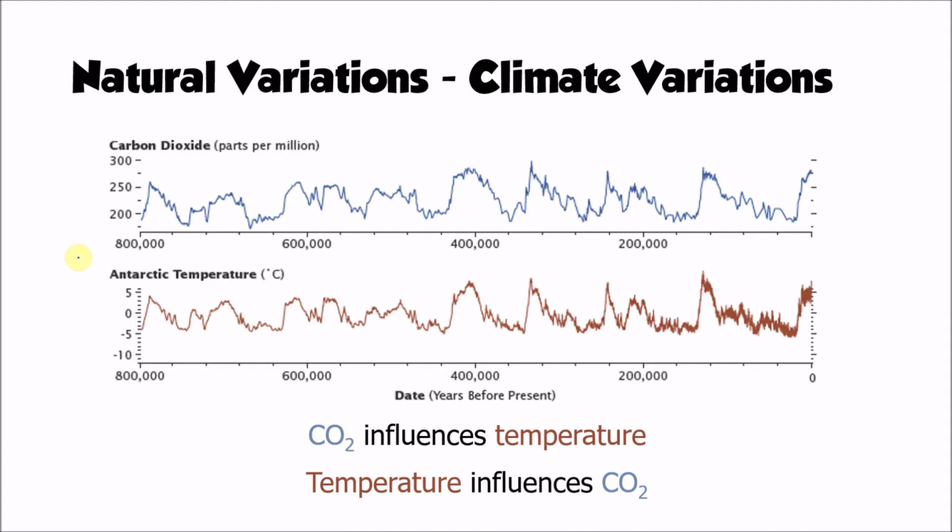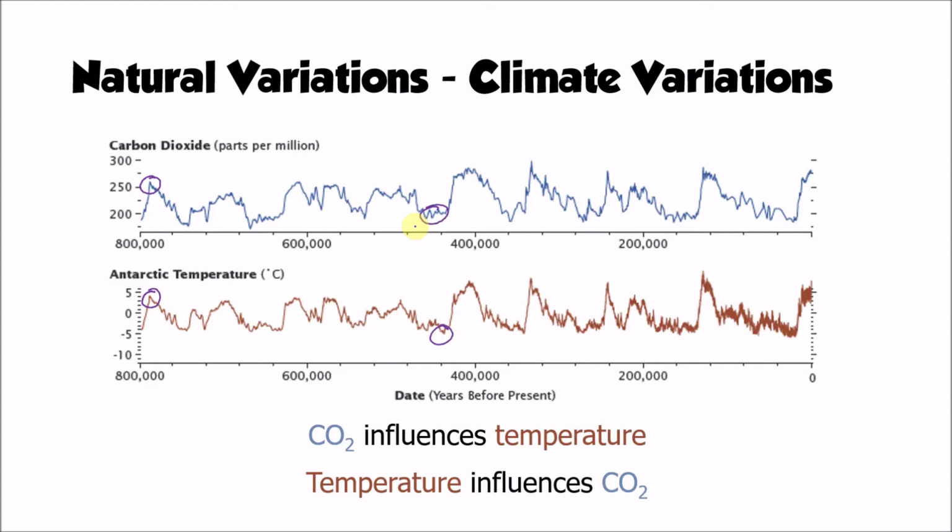We can see that the two lines on those graphs follow each other very, very closely. When temperatures are high, we can see that carbon dioxide levels are high. When temperatures are lower, we can also see that carbon dioxide levels are lower. And those two lines fit together almost perfectly. And that is because of this very, very close relationship between carbon dioxide and temperature.